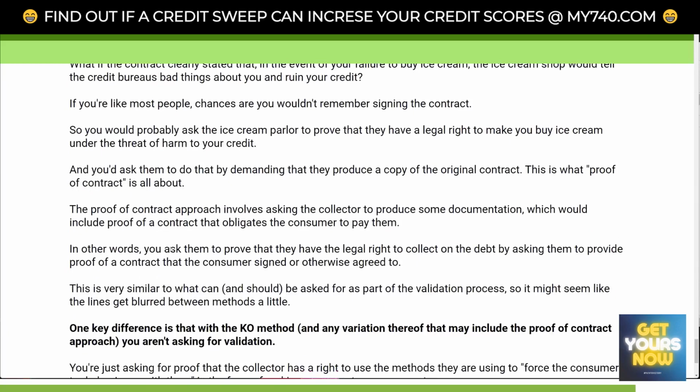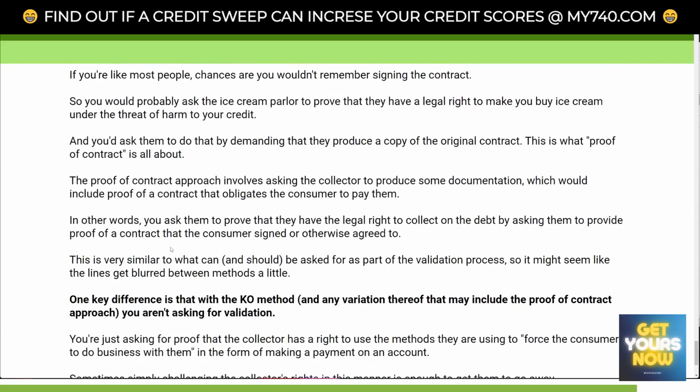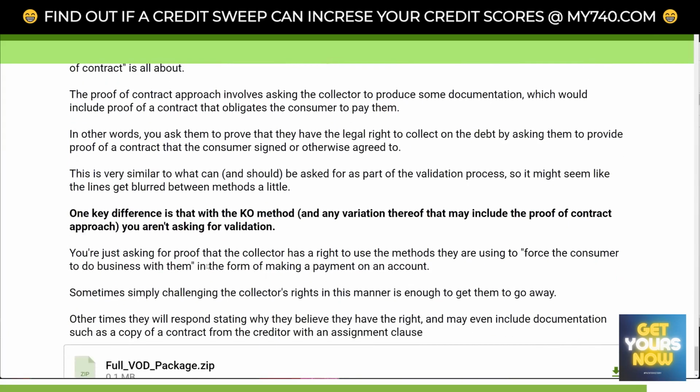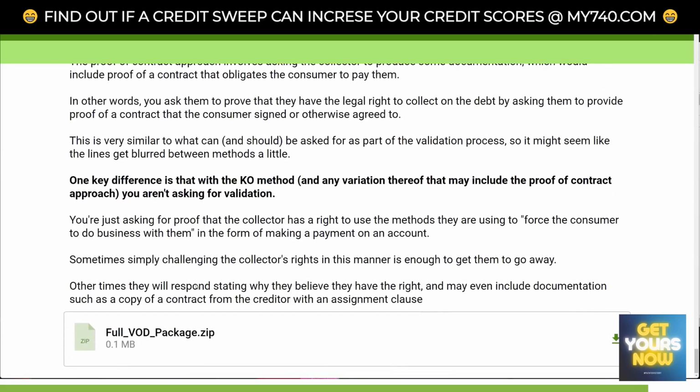So what you're going to do is request a copy of this contract that you signed, and you have to determine if you actually signed that and if it actually said that. But one key difference is that with the KO method and any variation thereof that may include the proof of contract approach, you aren't asking for validation. You're just asking for proof that the collector has the right to use the methods they are using to force the consumer to do business with them in the form of making a payment on the account.